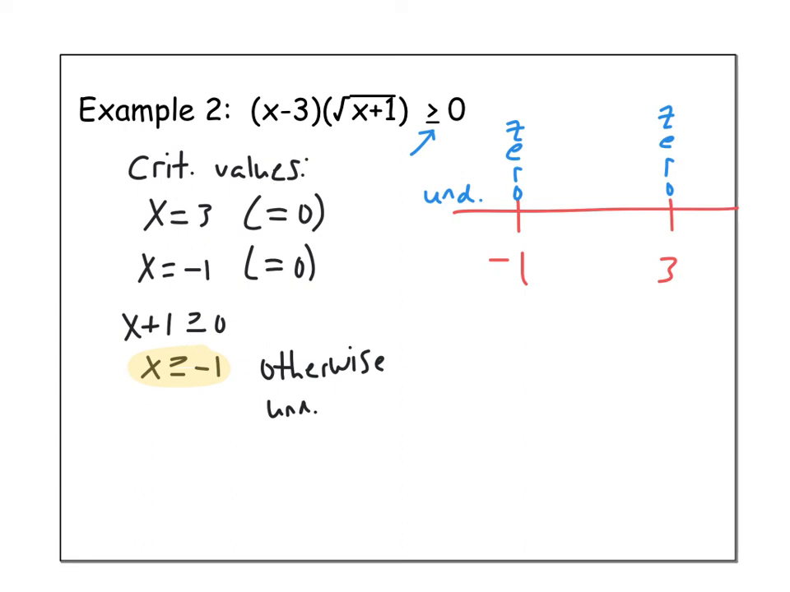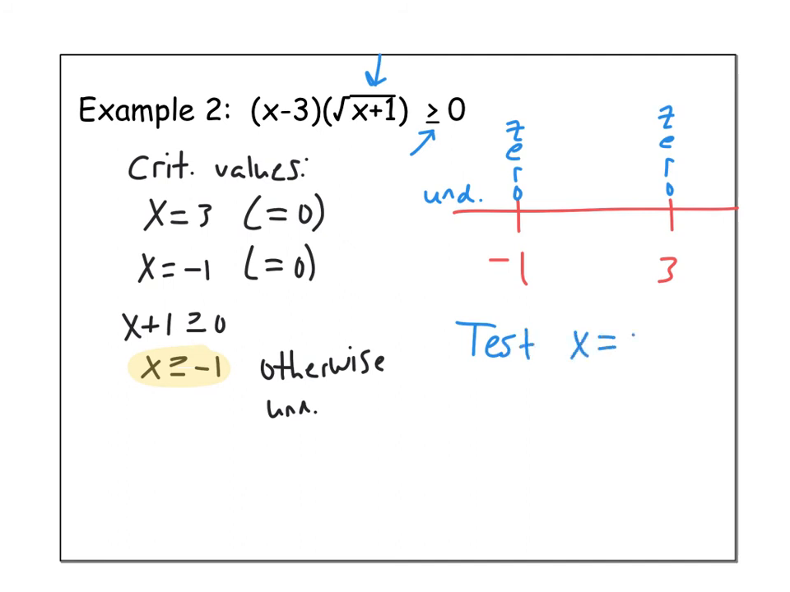So let's just test. I don't even need to test anything less than -1. I mean, you could, but then hopefully as soon as you plugged in, you would figure out that that's going to be an imaginary number, and there's no way that that result is going to be greater than or equal to 0. But I'm just going to leave that whole interval as undefined. So let's just really test something in between -1 and 3. So let's test like x equals 0 and see if that interval works or not.